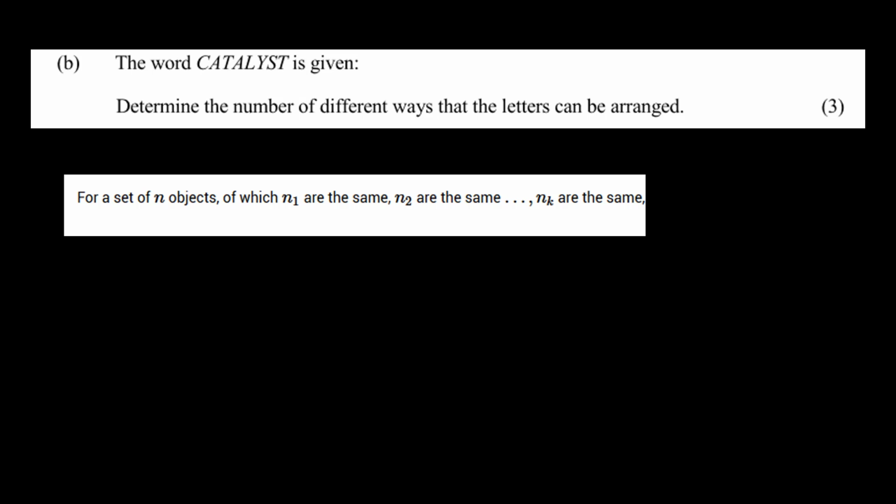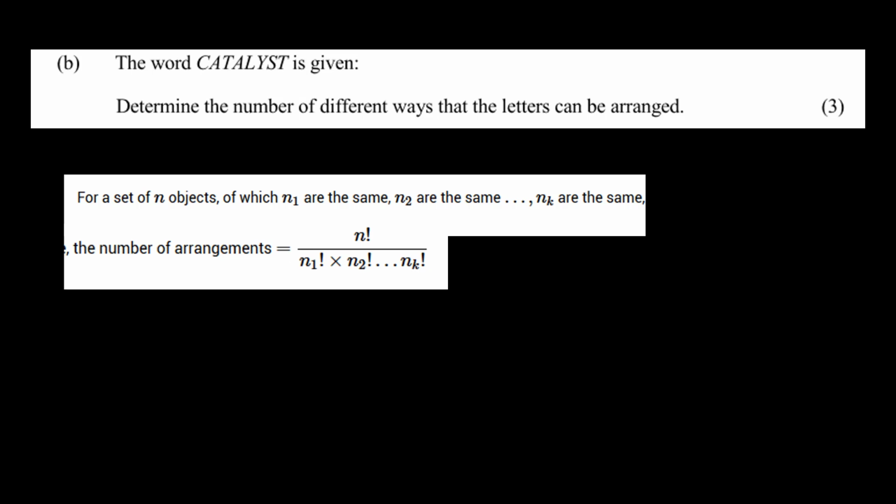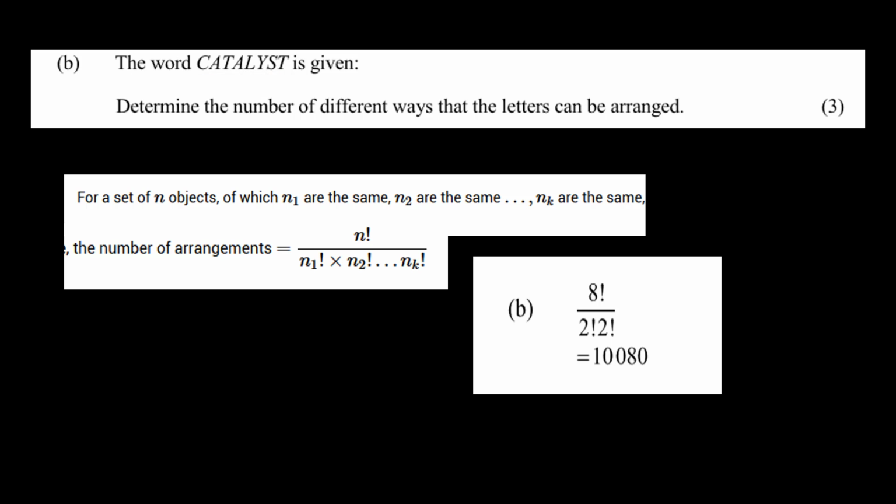Remember the counting rule: for n objects where n1 are the same up to nk are the same, the number of arrangements is n factorial divided by n1 factorial up to nk factorial. Now the word catalyst has 8 letters, but 2 letters are repeated, the T and the A. So the answer is 8 factorial for the total outcomes divided by 2 factorial times 2 factorial for each of the 2 repeated letters, or 8 factorial divided by 4, which is equal to 10,080.